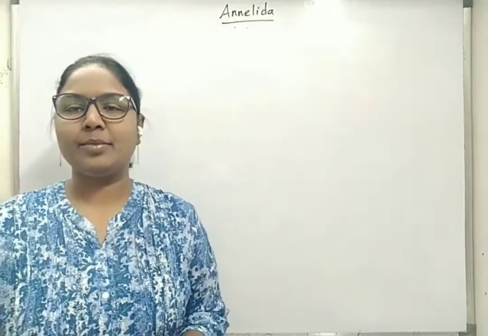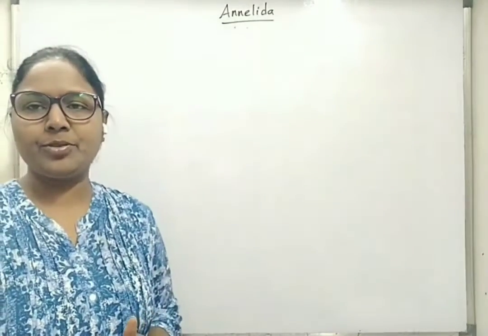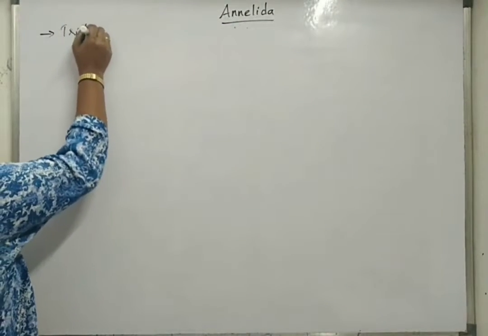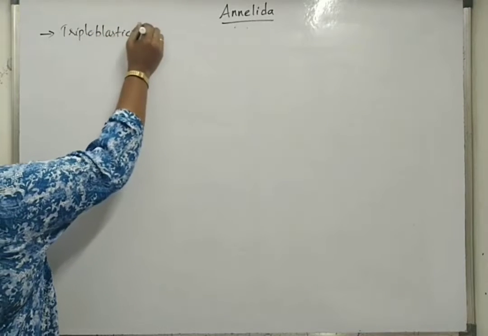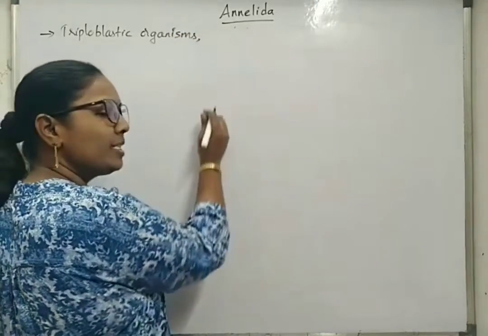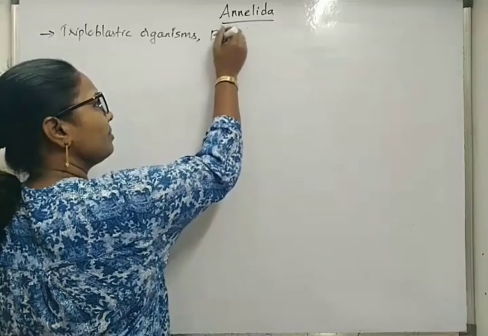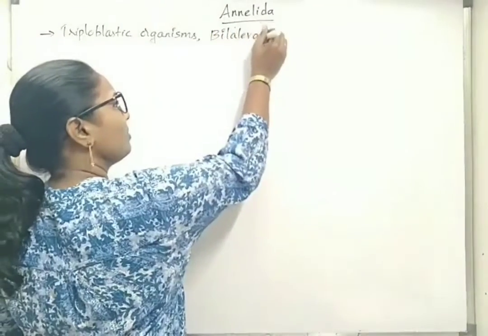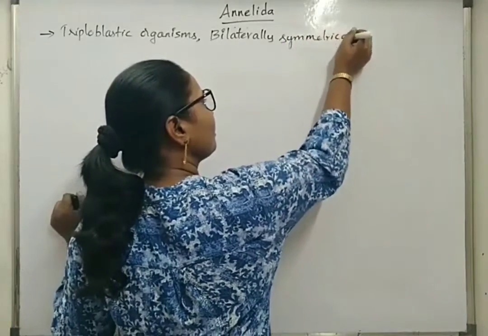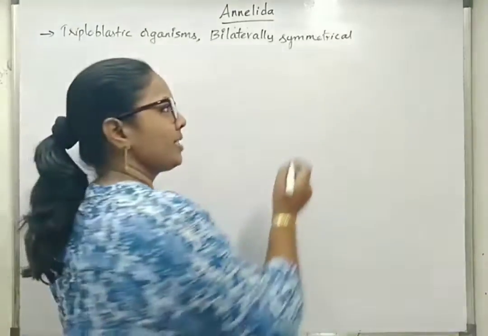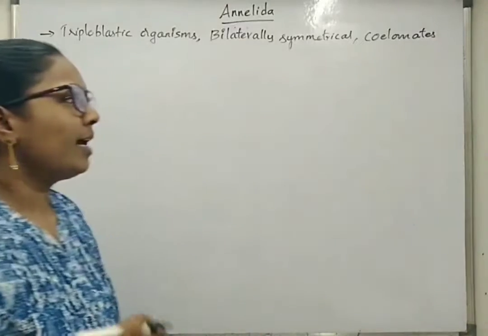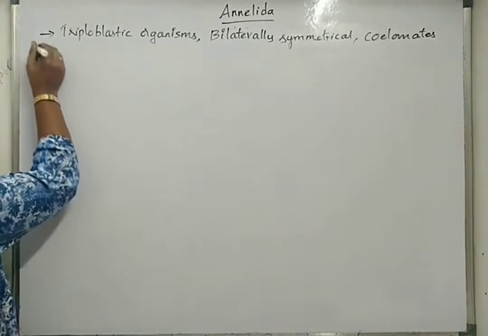Hello students, now we will discuss the characteristic features and some examples of Annelida. Annelids are triploblastic organisms and their body is bilaterally symmetrical. Annelids are true coelomates. They have a well-developed organ system level of organization.